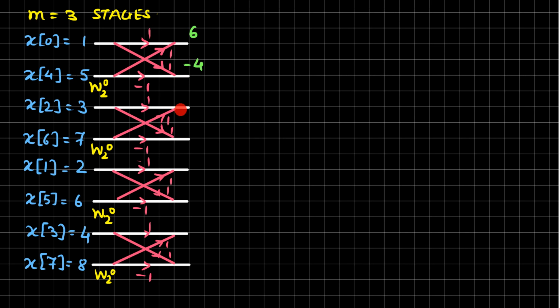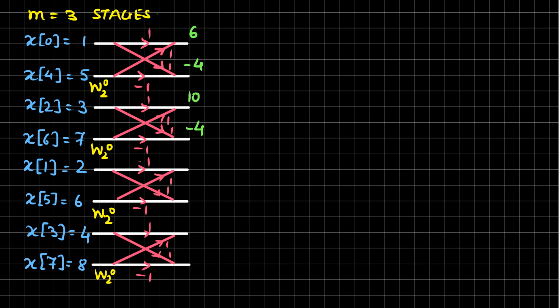Similarly, the value that we need to get here would be equal to 3 plus 7 into W2 to the power 0. So it is 3 plus 7, that would be equal to 10. So we are having a 10 here. Similarly, here we have 3 minus 7 into W2 to the power 0. So it is 3 minus 7, that would be equal to again -4. So we have -4 here.